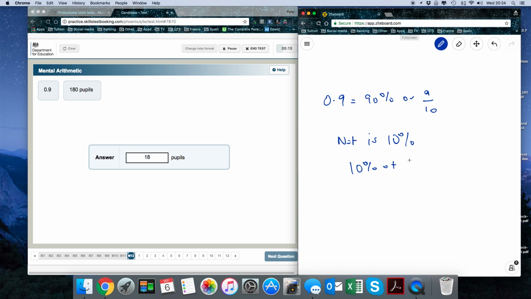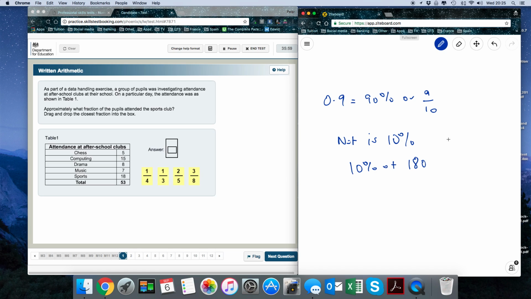Okay, so hopefully, again, self-explanatory what I've done on the side. Lots of people get stuck on this question because this 0.9 confuses them, but as soon as I say it's the same as 90%, then they're okay with the question. Now, it was a not question, so we want 10%. 10% of 180, super easy. Okay, right, so that's mental maths over.